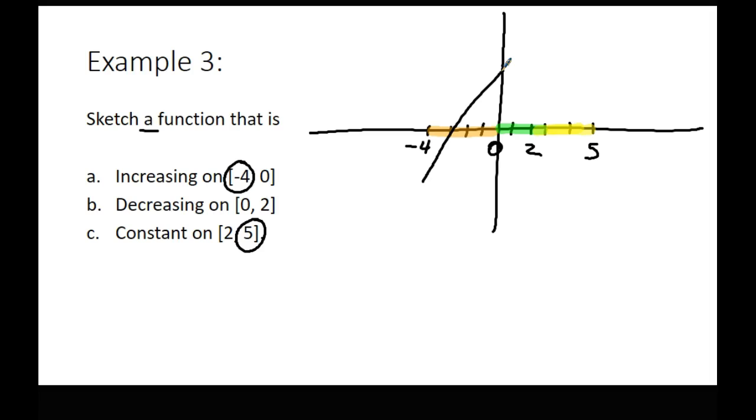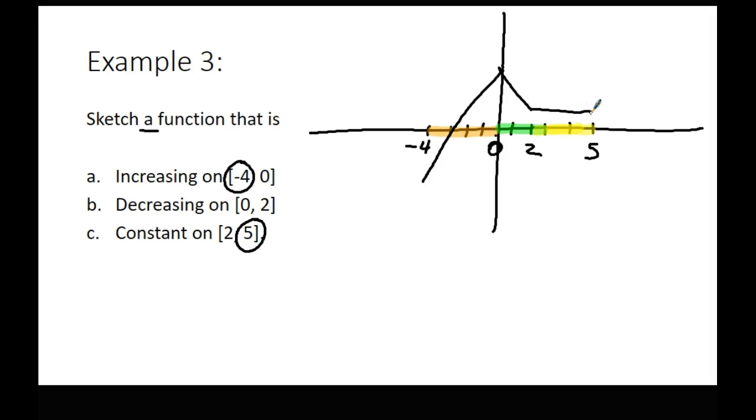So as I go from -4 to 0, I'm increasing. Okay? Now let's continue. The next one, what's happening from 0 to 2? So as I go from 0 to 2, we are decreasing. Oops, I went too far, I think. We got to stop at 2. It doesn't matter how far down you go. But the point is, once you get to x equals 2, you stop. All right? What happens on the interval from 2 to 5? It's constant. What does constant look like? Straight across.